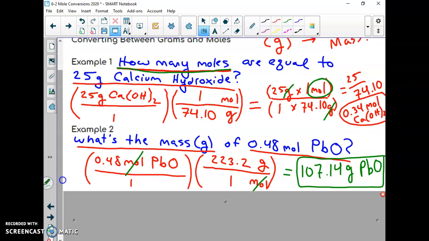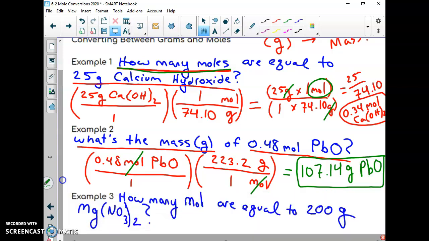So we have one more thing to look at, but I want you to try that out. How many moles are equal to 200 grams of magnesium nitrate? This is going to be just like one of the previous 2 problems. Try to set it up, make that comparison, see what you get.